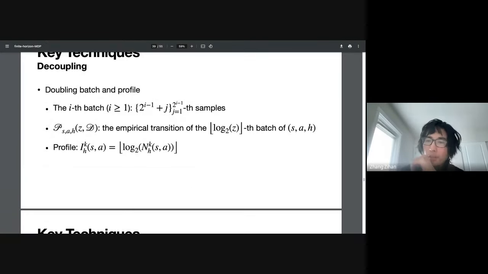For the adversarial problem, as far as I see, if that is the case, the algorithm has a second order dependence, square root of S squared A H cubed, in the leading term. It'll be an interesting problem, but very hard, I believe.